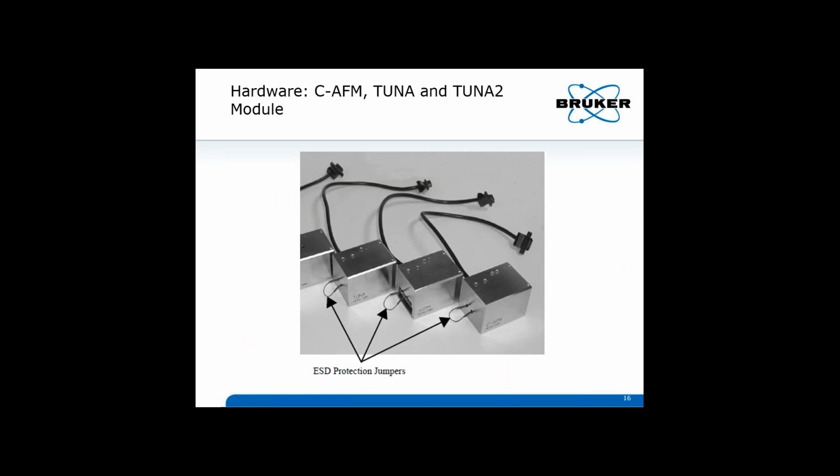All the Bruker AFM application modules are supplied with ESD protection jumpers. We recommend users always leave the ESD protection jumpers connected between the sensor port and test bias port to protect from damage. Precautions such as grounding yourself before removing the ESD protection jumper to install one of these application modules are also recommended.